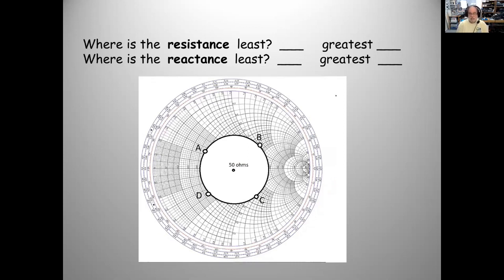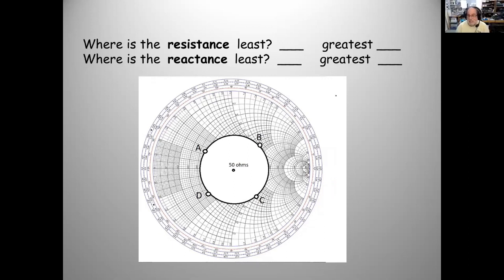The resistance. Not as many volunteers here. Right. See, I'm used to teaching ninth graders. They'd be shouting by now. I'll say if you. It's A again. But yeah, it's least at A.